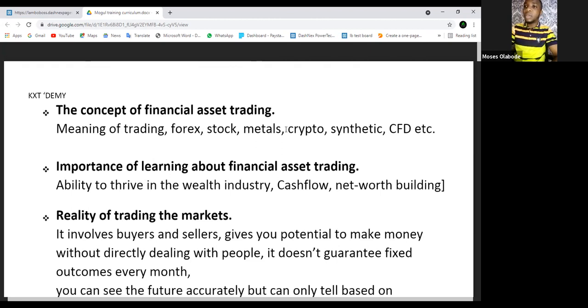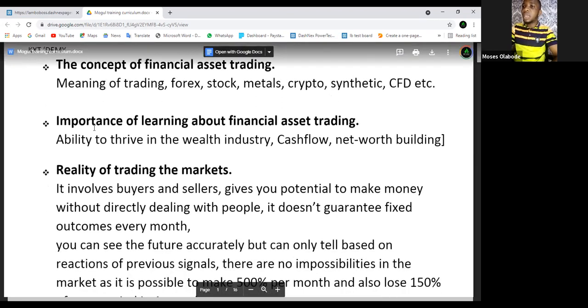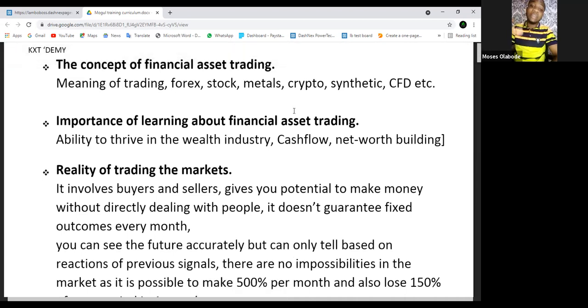So if you understand everything, let me know. And move on to the importance of learning about financial assets trading. Like, why do you really have to hone your skills on this, why do you have to build your skills in this industry, right? And one thing is that it gives you the ability to thrive in the wealth industry, right? Where everyone is losing money, okay?